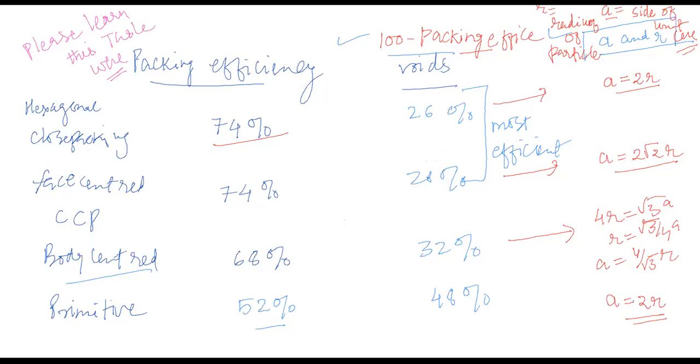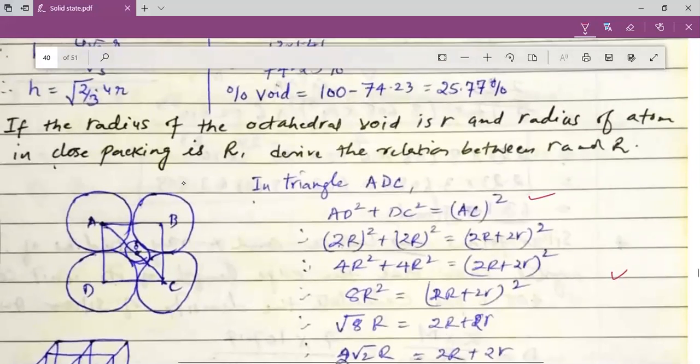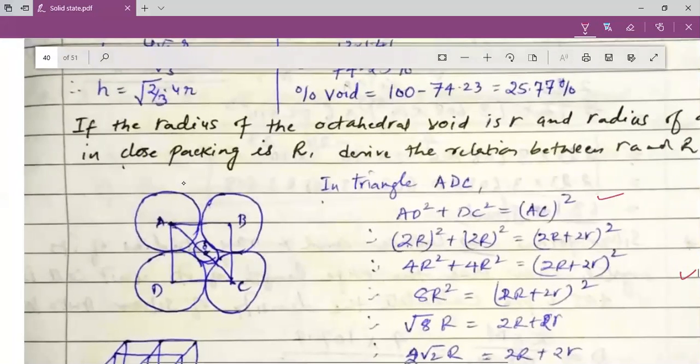Now let's get back to the solution of the problem that we started solving in the last period. Let me read the question for you. If the radius of the octahedral void is small r, you can see this is the void that we have, and the radius of this void is small r.